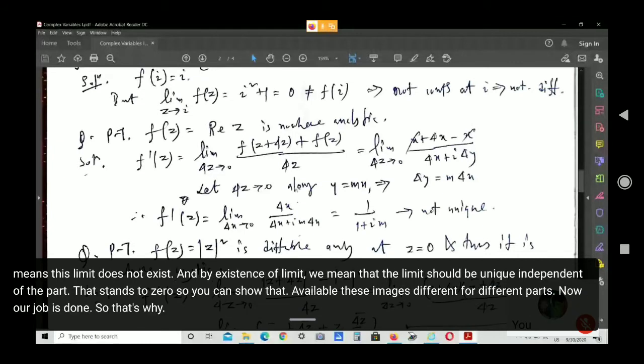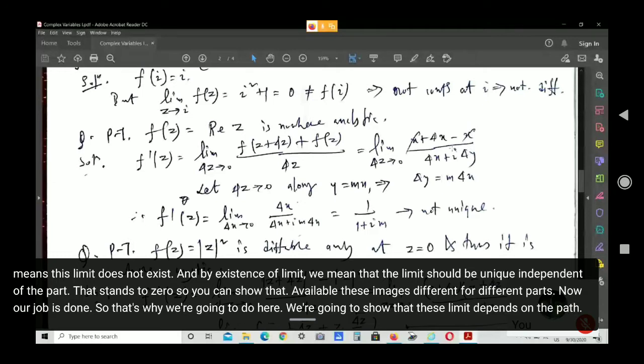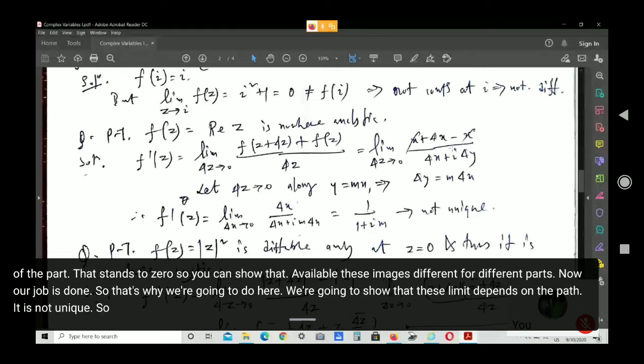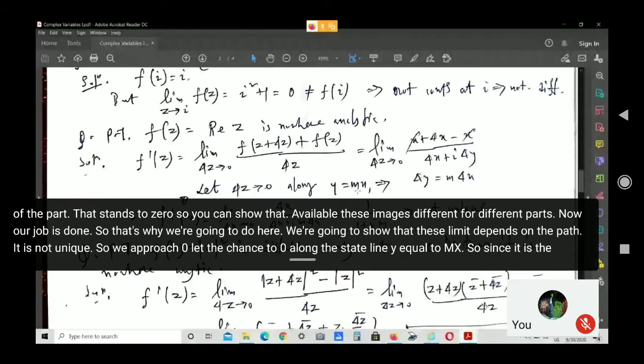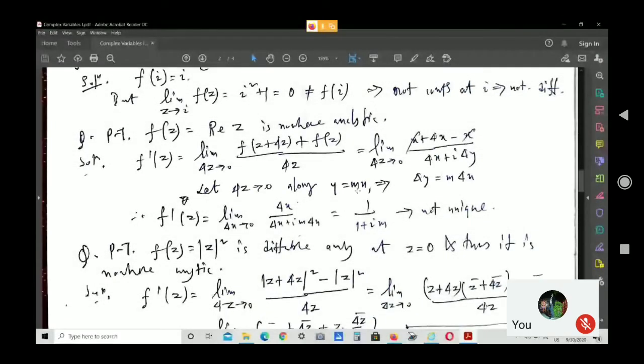Now our job is done. So that's what I'm going to do here. I'm going to show that this limit depends on the path. That is, it is not unique. So we approach 0, let del z tend to 0 along the straight line y equal to mx. Since it is the plane, there are infinitely many directions through which we can approach 0. We can approach 0 through the x-axis, y-axis, or straight lines passing through the origin, y equal to mx, or several curves passing through the origin. Anything will do.